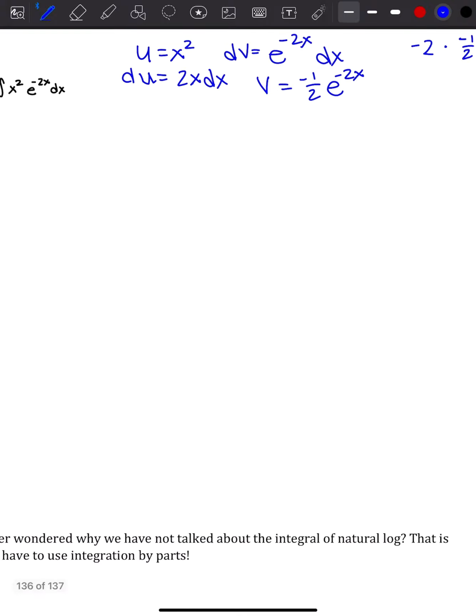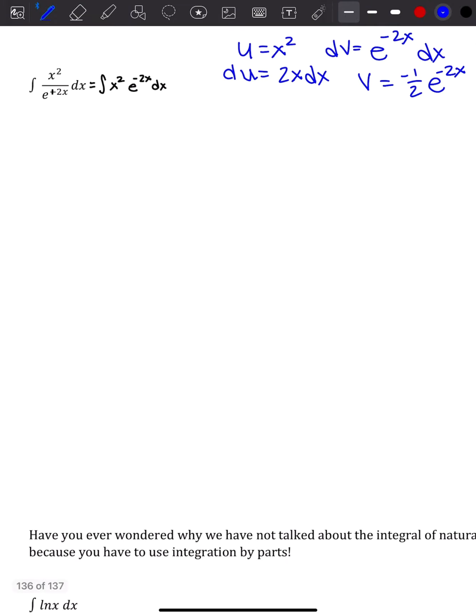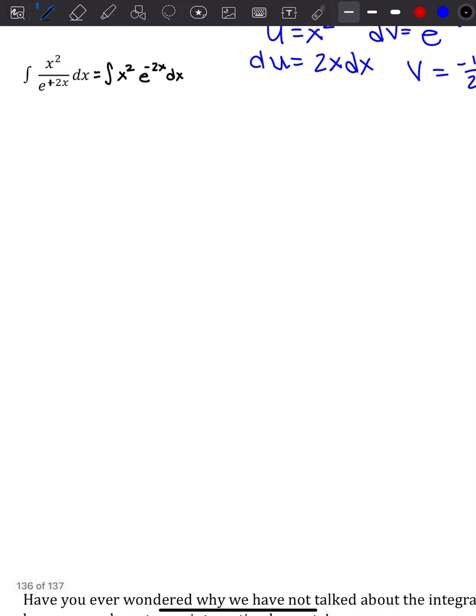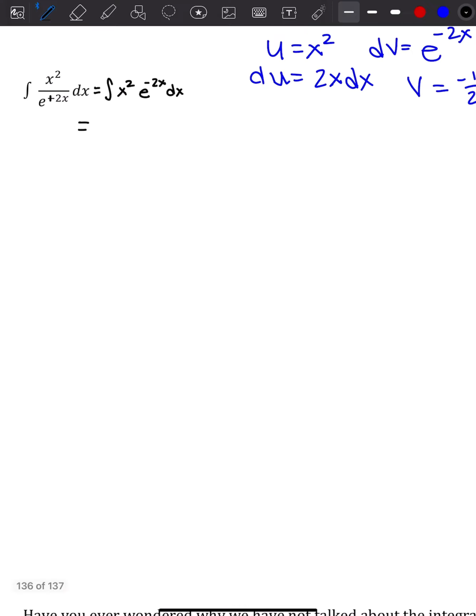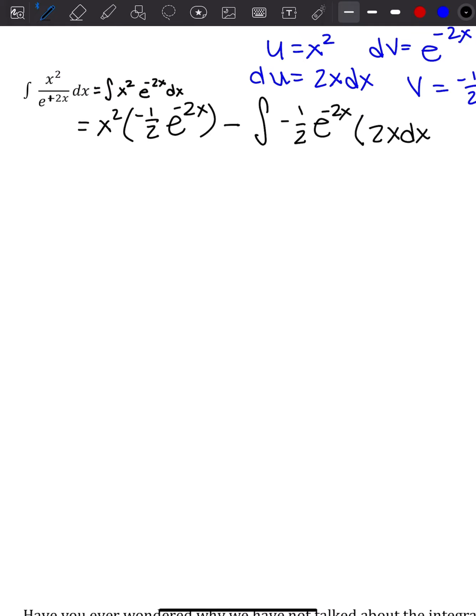So I now have my u, my v, my du, my dv. We're going to go ahead and plug this in. So I have u times v, so x squared times negative 1/2 e to the negative 2x, minus the integral of negative 1/2 e to the negative 2x times 2x dx. Okay, we're going to simplify this. So I have negative 1/2 x squared e to the negative 2x.